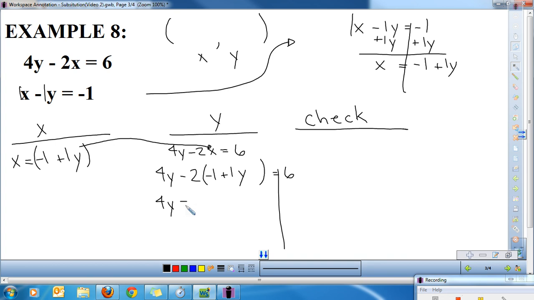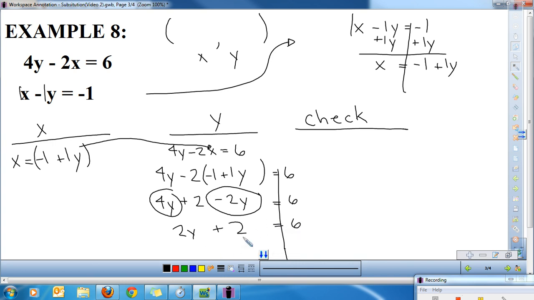Negative 2 times a negative 1 is a positive 2. Negative 2 times a positive 1y is a negative 2y. And the whole thing equals 6. I see some like terms. I see a negative 2y and I see a 4y. When I combine those, I get 2y plus 2 equals 6.